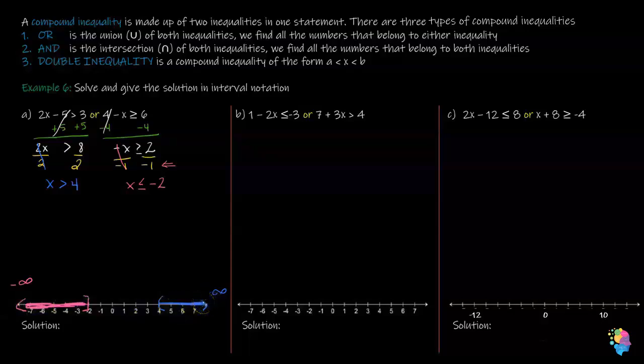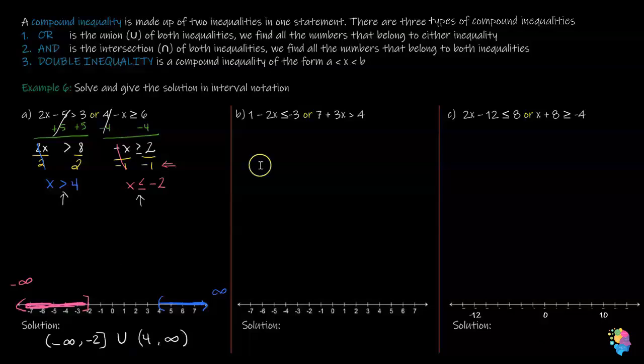So let's write it down. From negative infinity to negative 2, and since I am including negative 2, the negative 2 will take a bracket. And remember, infinity always takes a parenthesis. And then again from 4 to positive infinity, since we are not including the 4, it will take a parenthesis, and so will infinity. Because our solution is broken in two pieces, what we're going to place between them to let the reader know that both pieces are part of the solution is to write a union. So then this is the solution for example 6a.